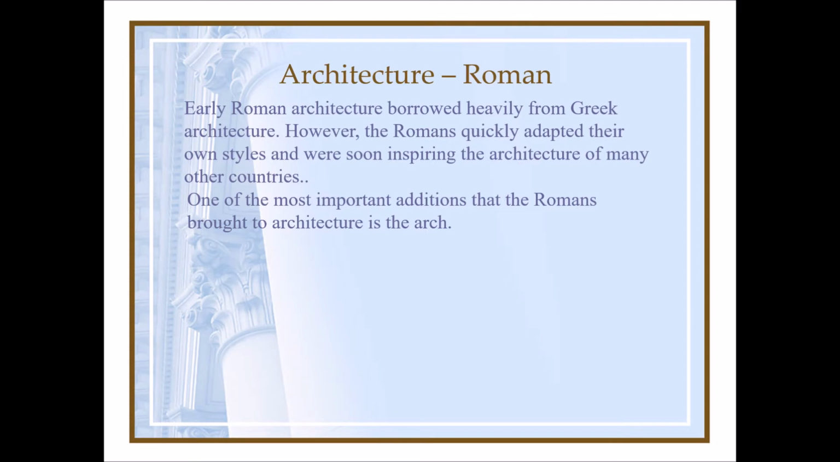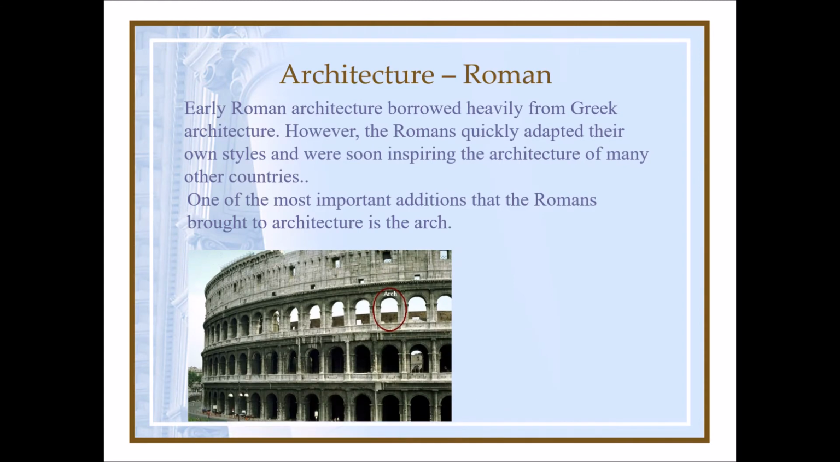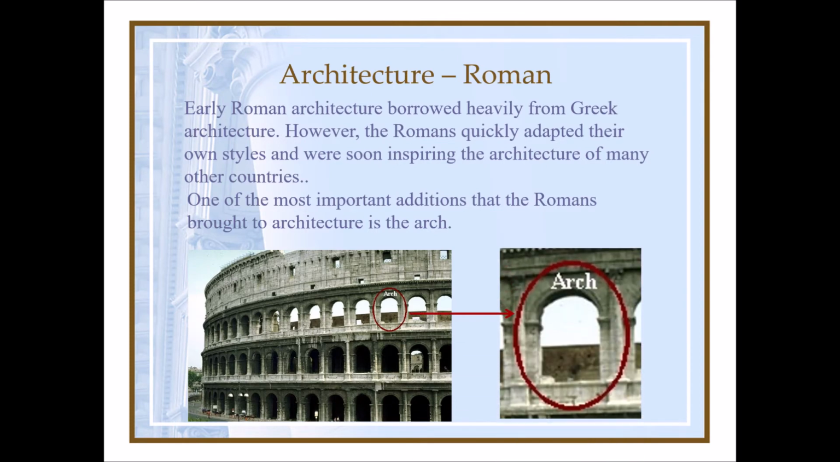One of the most important additions that the Romans brought to architecture is the arc system. So it's the arc, like in the image below. We usually use the arc system in the upper section for doors. The wall above the door uses an arc to support the weight, so we make our doors look like an arc.